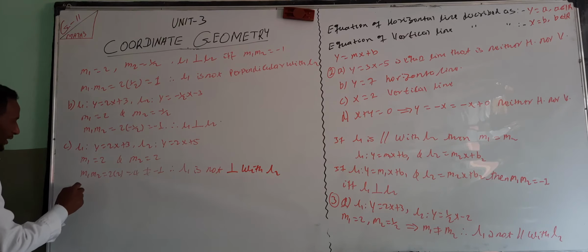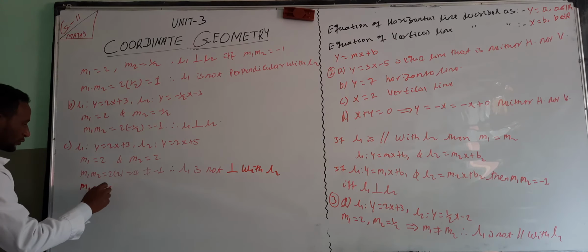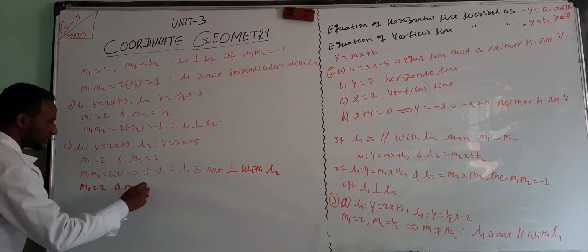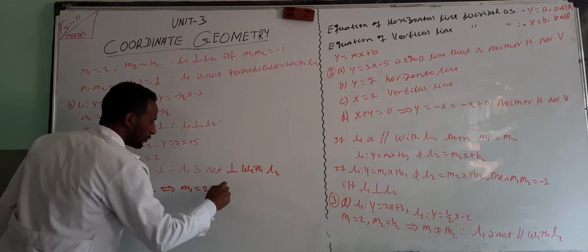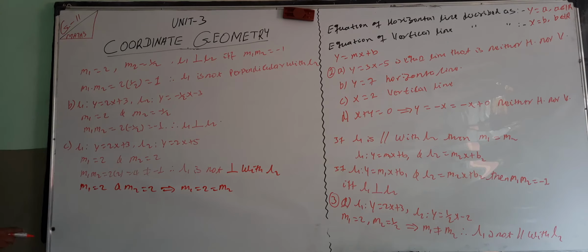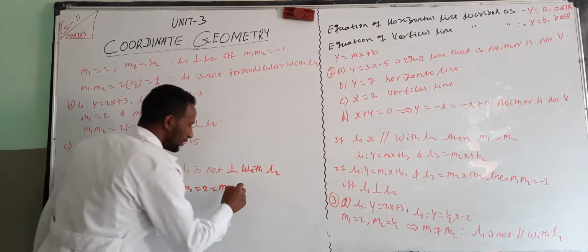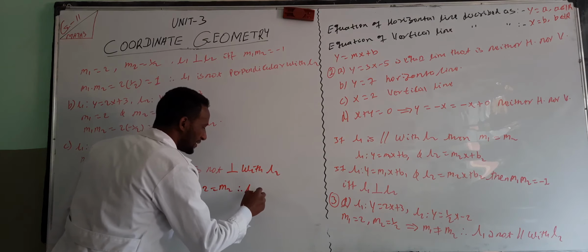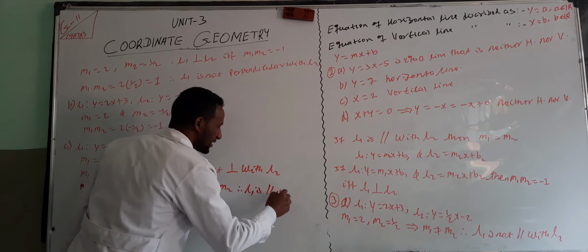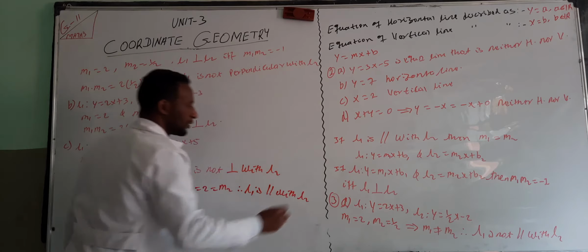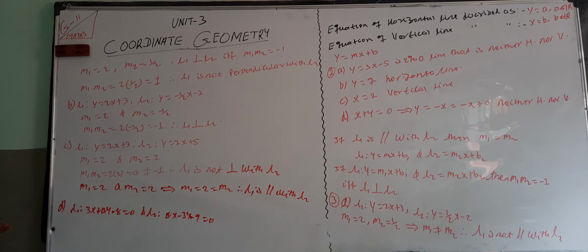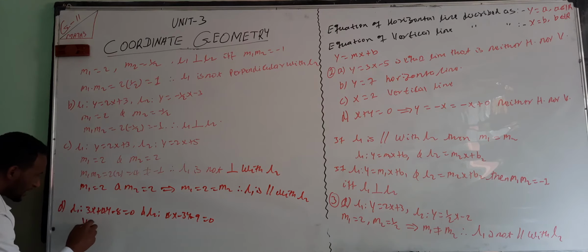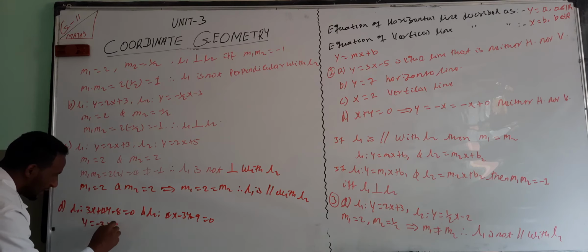Also, we see that m1 is equal to 2 and m2 is equal to 2. This implies that m1 equals m2. Therefore, L1 is parallel with L2. D. We can change this general equation of line into y = -3x + 8 over 4.